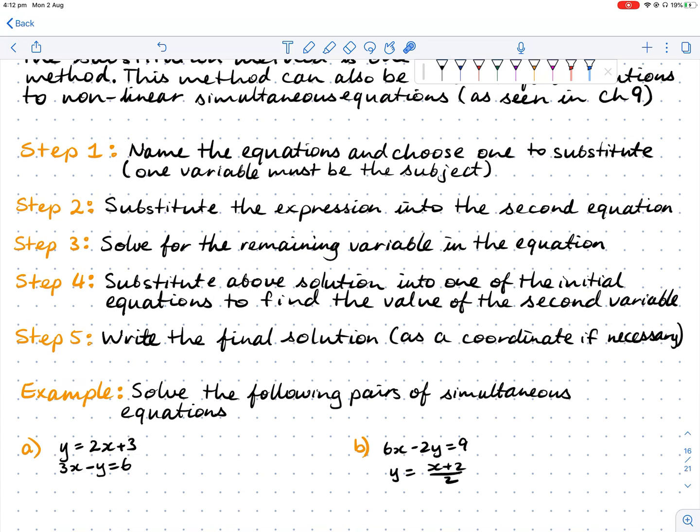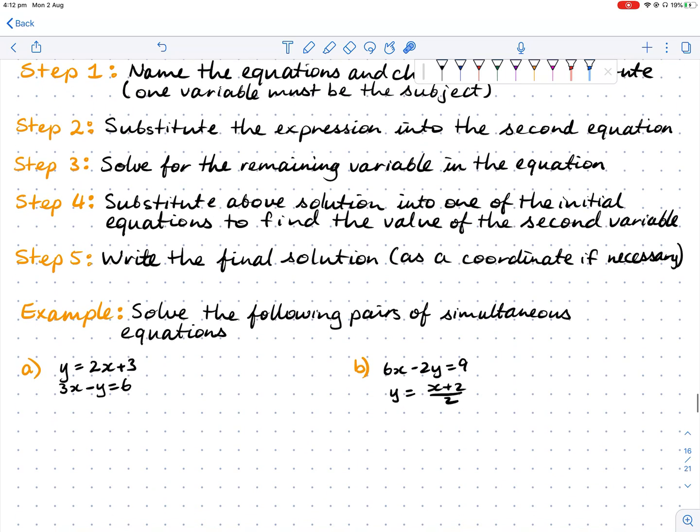Then we solve whatever's left over for the letter that's there. Once we've done that, we need to substitute the value we got in step 3 into one of those initial equations to get the value of the other letter. So say, for example, you've got x's and y's, you might do a substitution and get rid of all your y's. You'll then need to find the value of x, and once you've got x, you'll need to substitute back into a formula so you can work out y. So you always need both values in order to have a simultaneous solution.